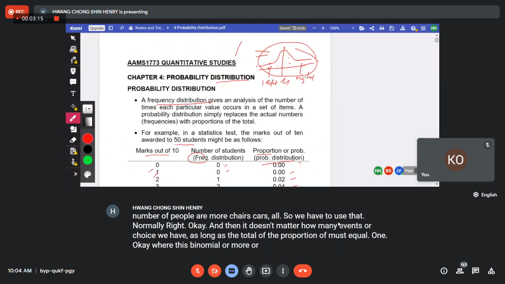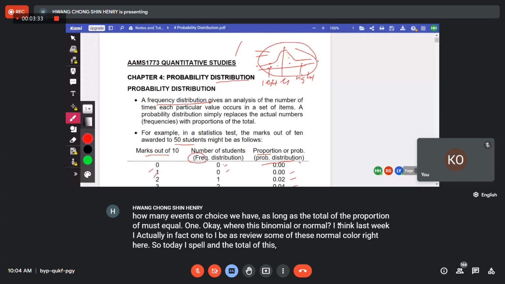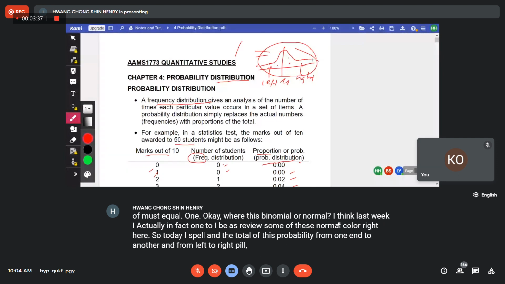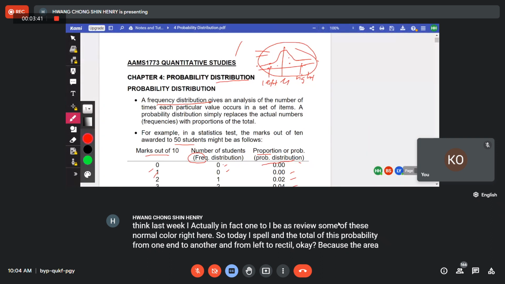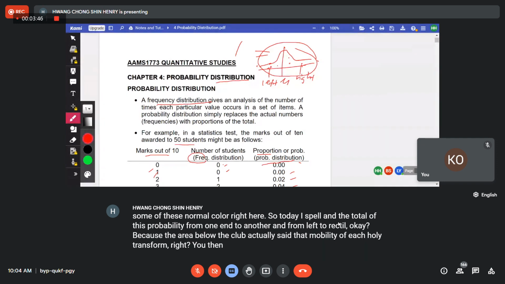For normal, I think last week I mentioned this a bit. In fact, in our chapter 1 and 2, I did discuss with you some of this normal curve, right, with the left tail, right tail, so on. So for today, we are going to cover this normal distribution as well, and the total of this probability from one end to another end, from left to right tail. Okay, because the area below the curve actually represents the probability of each z-score. Right, you learn very soon. The total must always equal to 1.